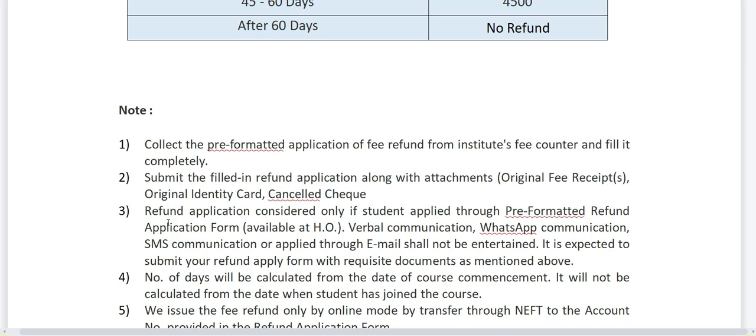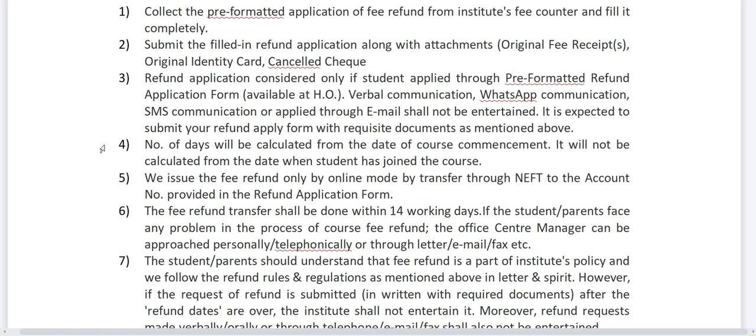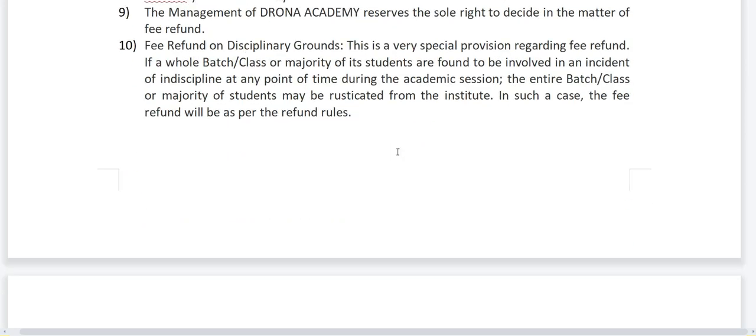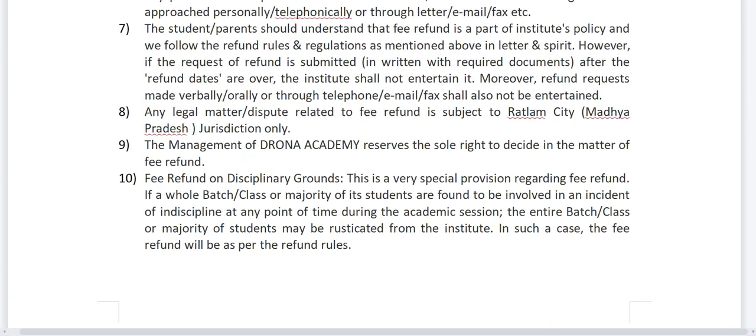A refund application is considered only if the student applied through the pre-formatted refund form within the number of days. So you can read that particular part. That is not that necessary, so you can just read and move on to the next part.